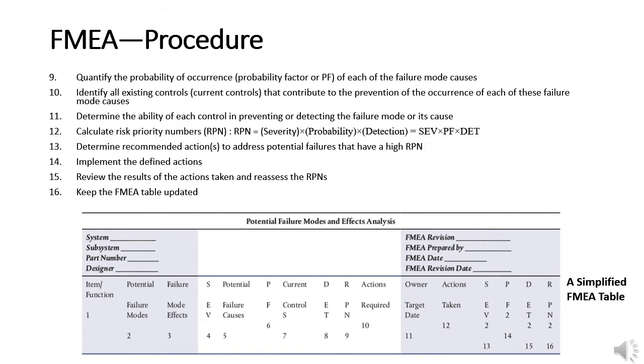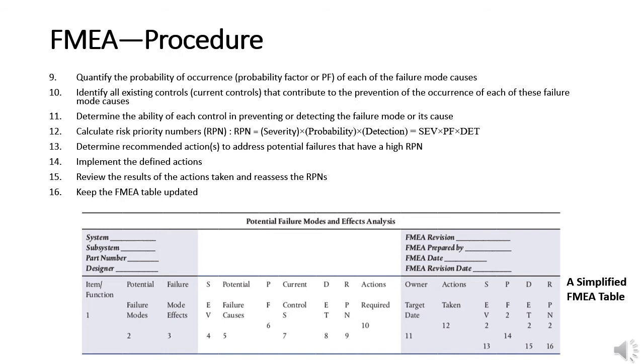The ninth step for failure mode effect analysis is to quantify the probability of occurrence of each of the failure mode causes. Every failure cause must be quantified and will be assigned a number which identifies how likely that cause has a probability of occurring. A common industry standard scale uses 1 to represent not likely and 10 to indicate inevitable. The PF values for each of the failure causes are indicated in column 6 of the FMEA table.